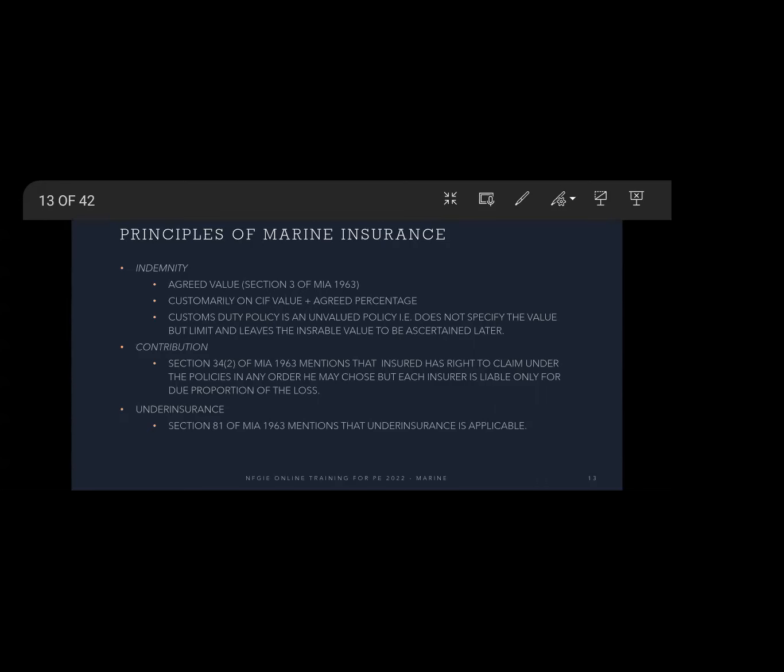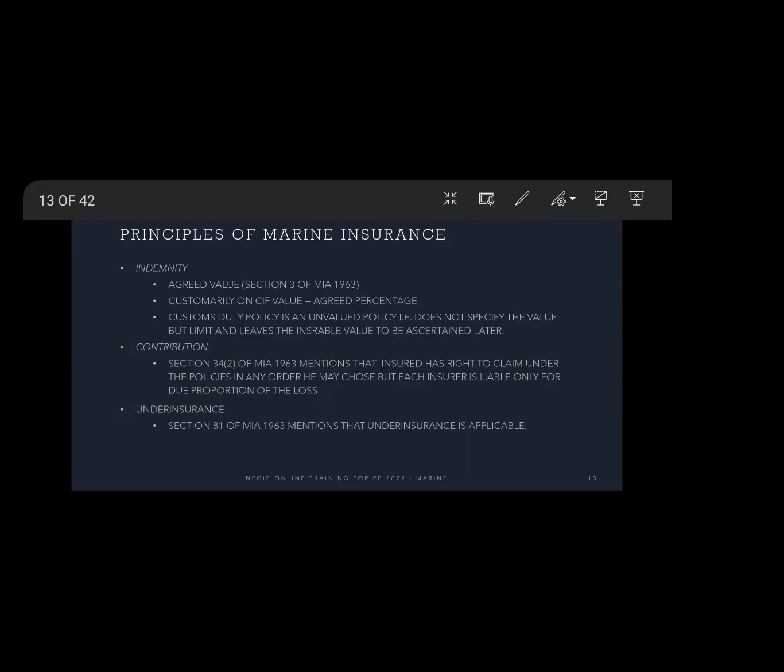Custom duty policy is an example of an unvalued policy, where it is not on agreed value. In the customs duty policy, what we are doing is mentioning a limit. We don't know what the value of the custom duty is going to be. However, we can estimate it to be a limit.